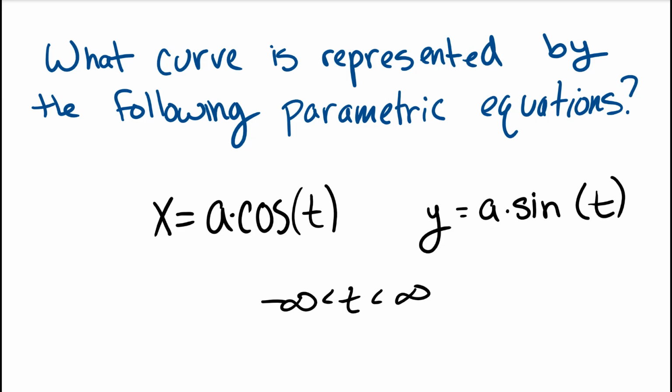Let's do another example. This time we're asking, what curve is represented by the following parametric equations? So I broke it down as x is equal to some constant a times cosine of t. And let's just say, to cover ourselves, that a is a positive number. So we have some positive coefficient on cosine of t, and then y is equal to that same coefficient, that same a, that positive number times sine of t.